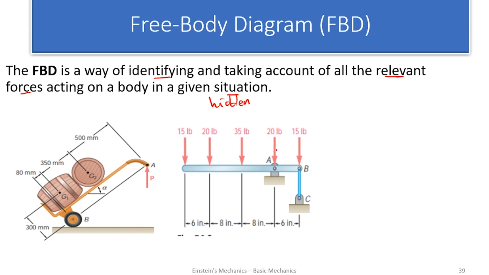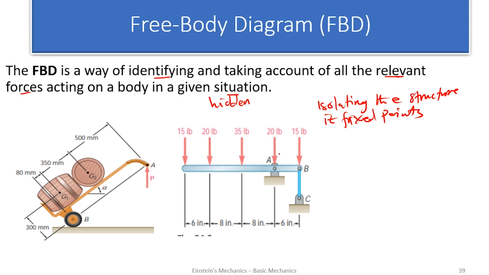Because looking at this structure, there are some nuts or bolts, some joints at A, B, C, and all these joints have forces there. How do we know those forces? We have to draw the free body diagram. The free body diagram also means we are isolating the structure from its fixed points.